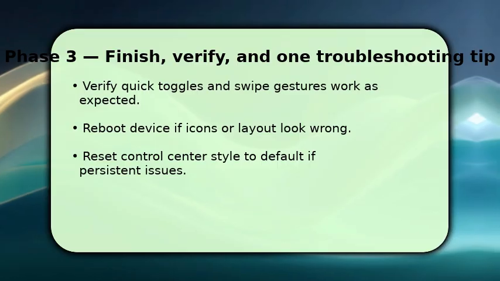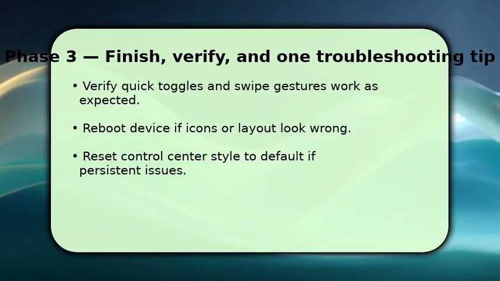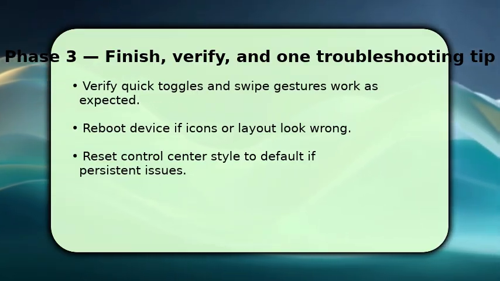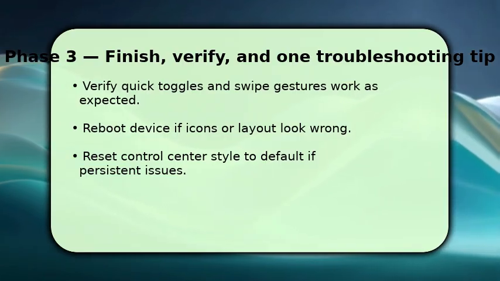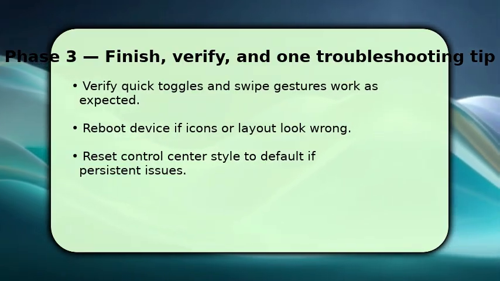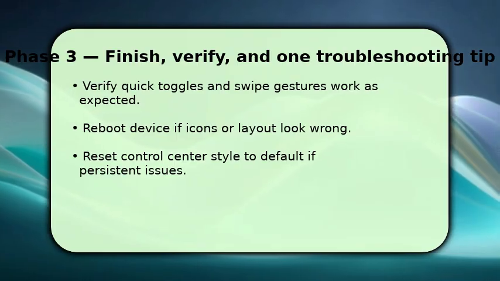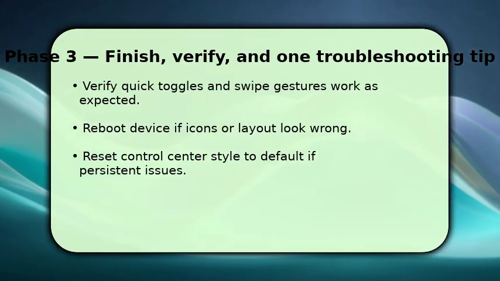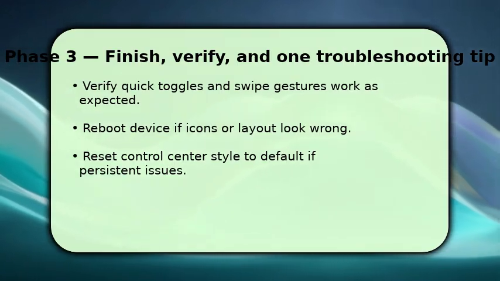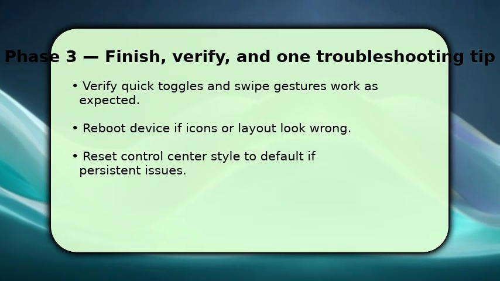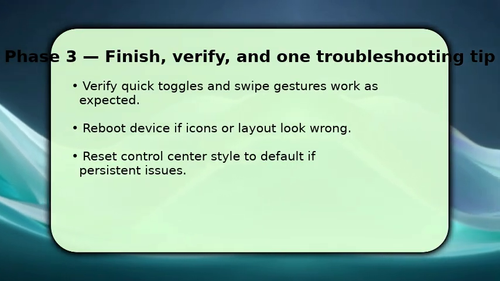If layouts or icons appear misaligned, reboot the device to reload system UI components. That fixes most transient glitches. If problems persist, return to Control Center Style and reset to default, then reapply your preferred option. One key troubleshooting tip: clear system cache or reboot before reporting a bug.